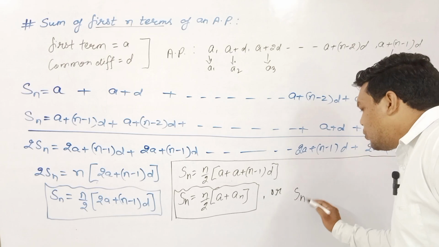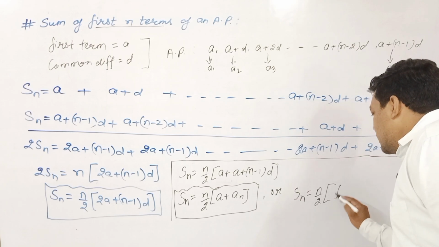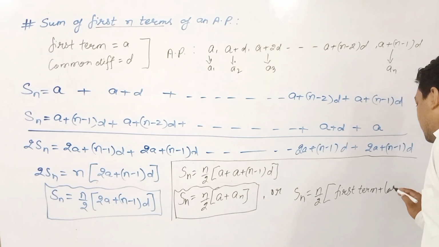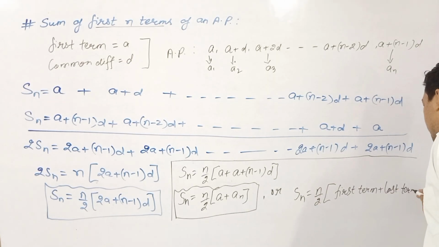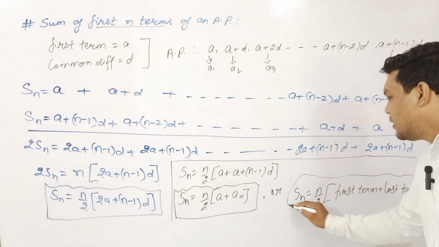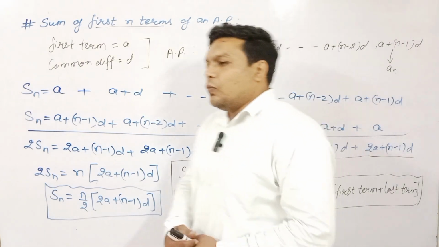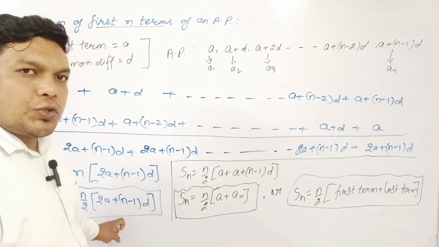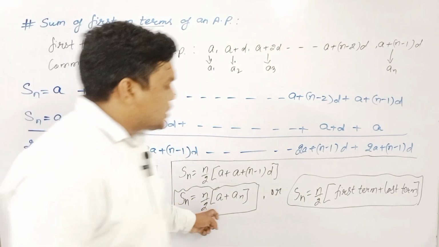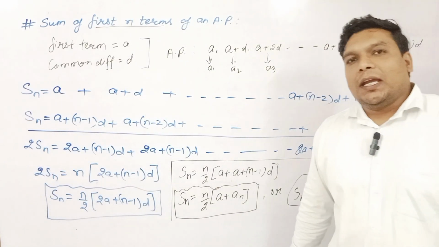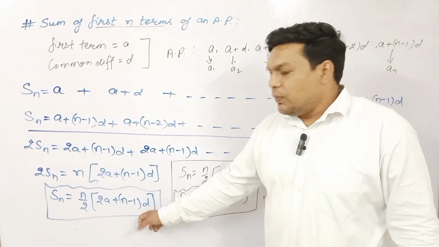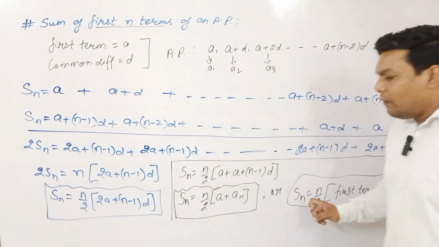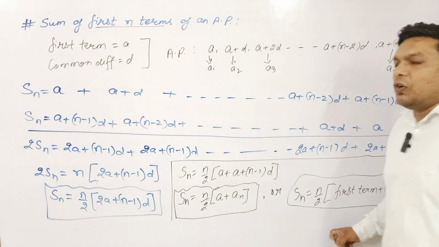Or you can also write Sn is equal to n upon 2 bracket first term plus last term. So this is another formula to find the sum of n terms of the AP. Whenever we need to find the sum of first n terms of the AP, we can use the formula Sn is equal to n upon 2 bracket 2a plus n minus 1 into d, or the formula Sn is equal to n upon 2 bracket a plus an. If we know n, a and d, then we will use the first formula. If we know n, first term and last term, then we will use this one.